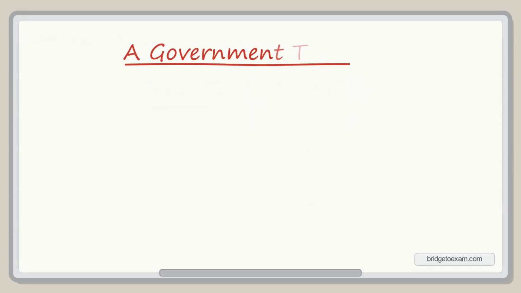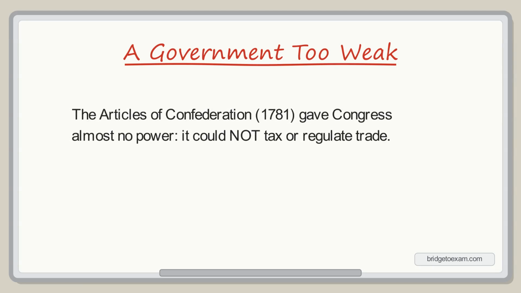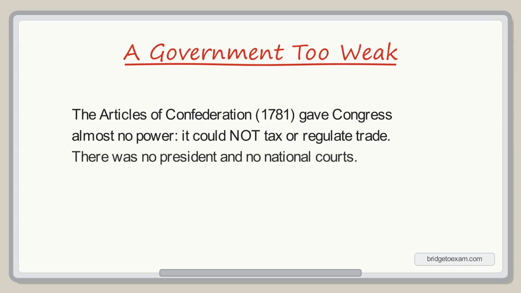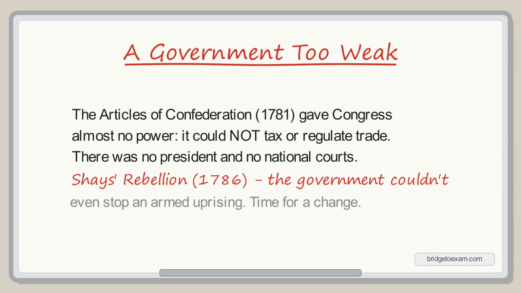Burned by royal tyranny, the founders made their first government deliberately weak. Under the Articles of Confederation, Congress could not tax citizens and could not regulate trade between states, and there was no president and no national courts. Then, in 1786, Shays' Rebellion, an armed uprising of indebted Massachusetts farmers, exposed the weakness completely. The national government had no army and no money to stop it. That crisis convinced leaders to write the Constitution.